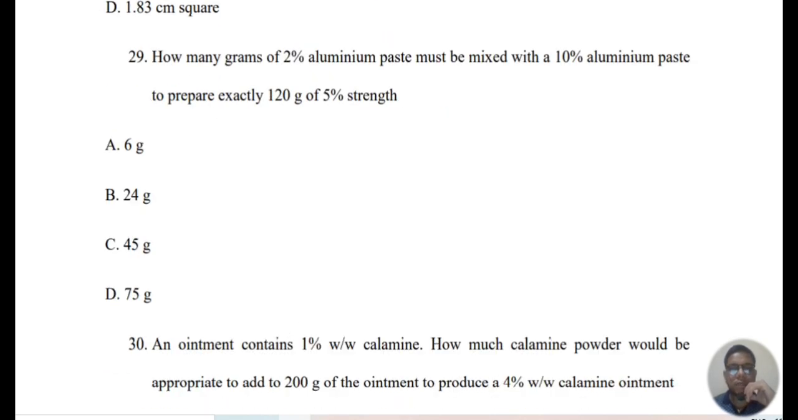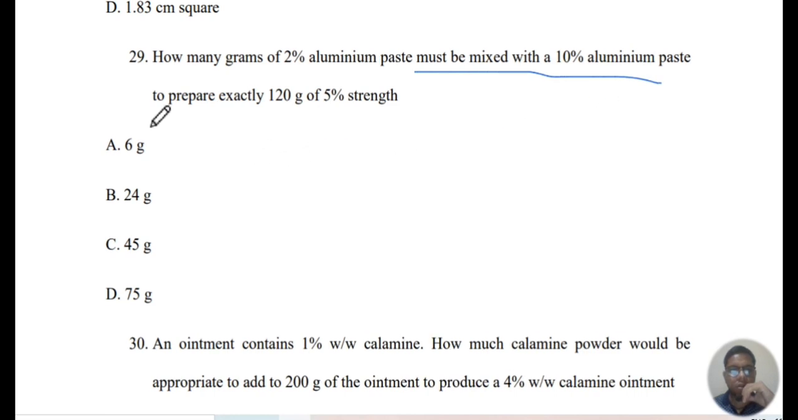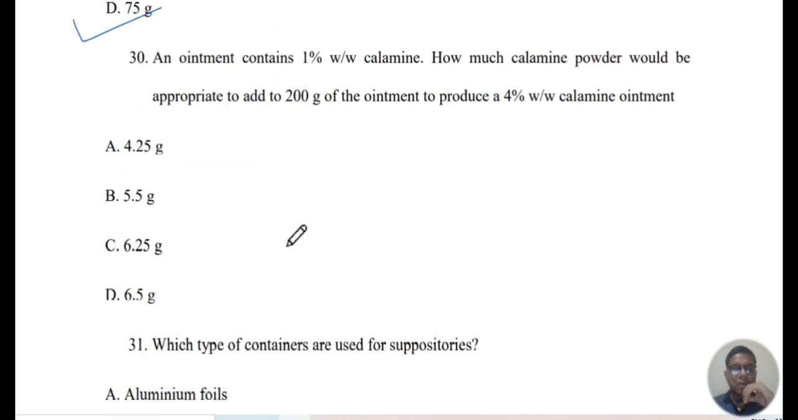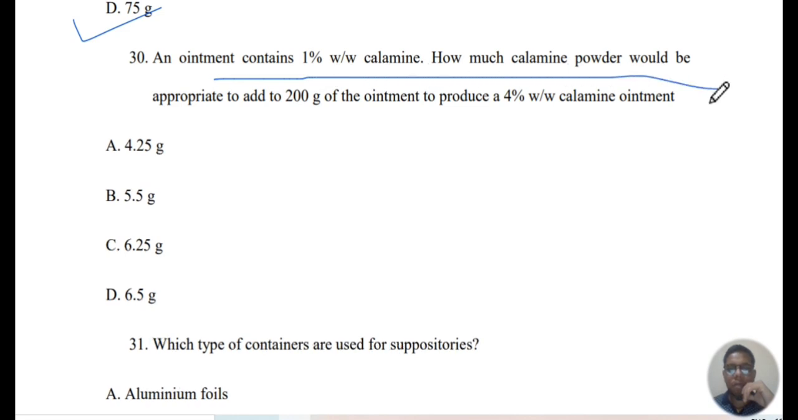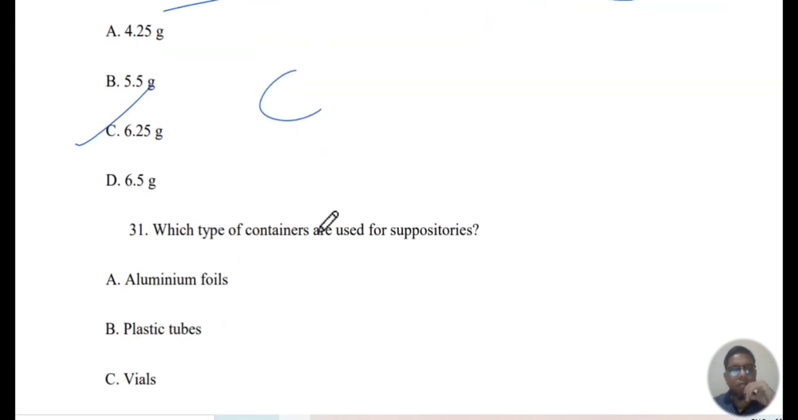How many grams of 2% aluminum paste must be mixed with 10% of aluminum paste to prepare exactly 120 gram of 5% strength? The answer is D, 75 gram. Okay. Next is 30 question number. An ointment contains 1% weight by weight calamine. How much calamine powder would be appropriate to add to 200 gram of the ointment to produce 4% weight by weight calamine ointment? The answer is C, 6.25 gram. The answer is C. Next is 31 question number.